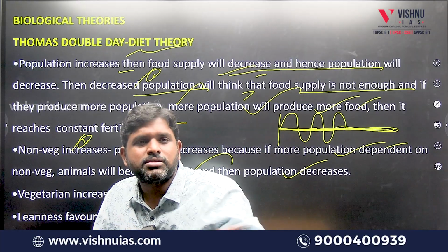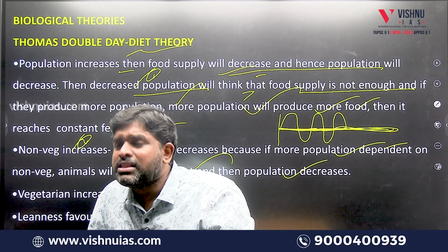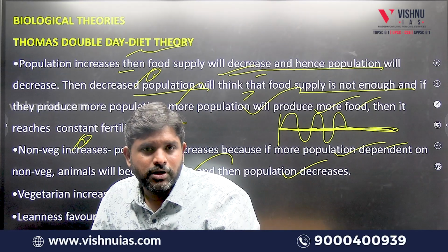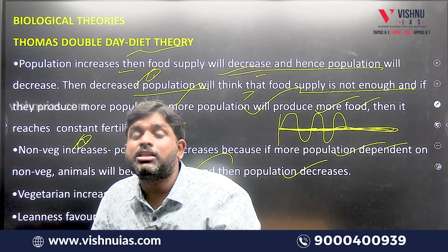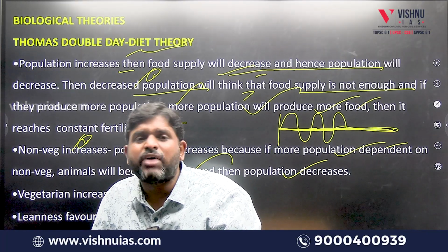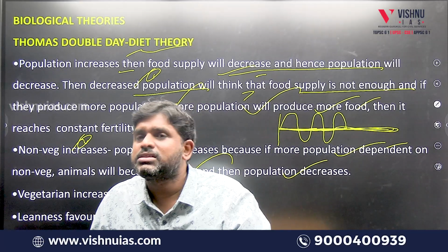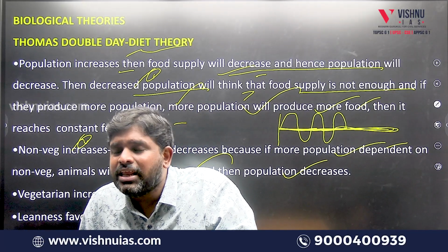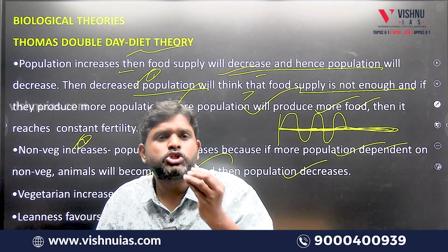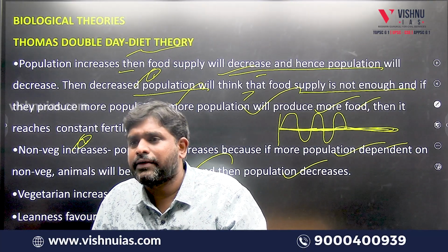Plus minus. And he also told that if non-veg consumption increases, then the population decreases. If the people depend upon vegetarian food, then the population increases. And he gave a general statement: leanness favors fertility and fatness reduces fertility. These are the theories given by Thomas Doubleday, the diet theory, in which he gave importance to food.